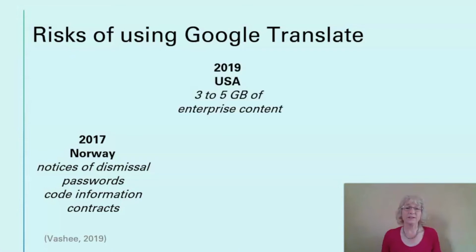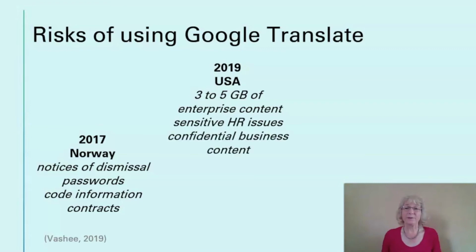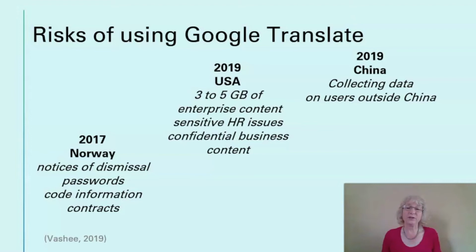In 2019, a US company discovered that as much as 3 to 5 gigabytes of content was being cut and pasted into public translation portals every day, including sensitive HR issues and other confidential content. In 2019, too, the Australian Strategic Policy Institute published a report claiming that China uses state-owned companies, which provide machine translation services, to collect data on users outside China.